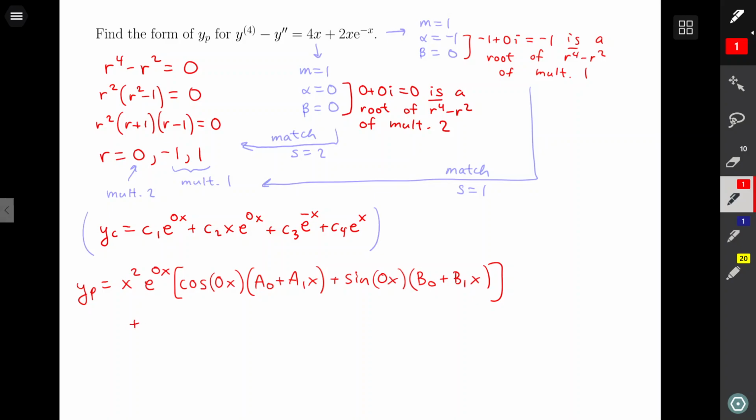Underneath that, you have a separate portion of the guess for the other piece. That one had s equal to 1. It had alpha equal to -1. And it had beta equal to 0 again. So cosine of 0x. And again, be careful about the labeling here. I'll just put tildes over everything to make sure that they're different. So sine of 0x. Same thing with b0 and b1.